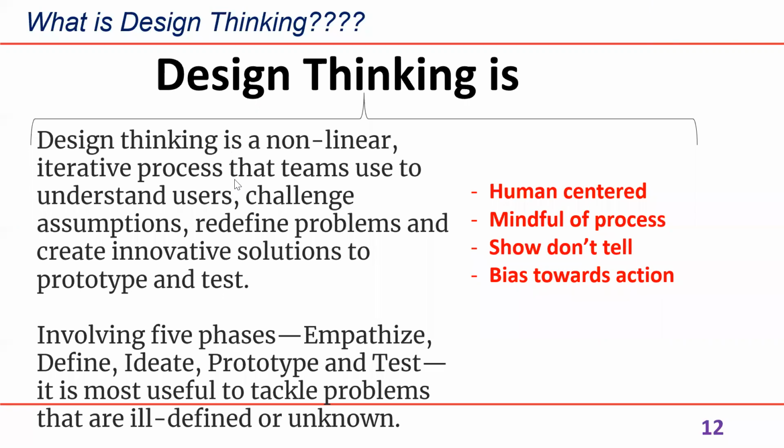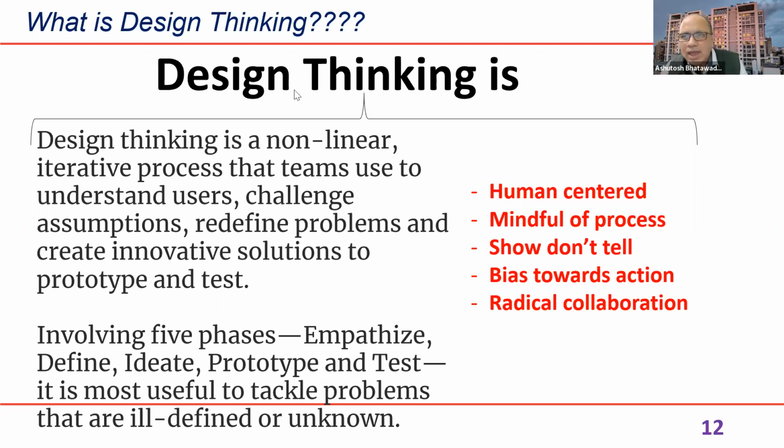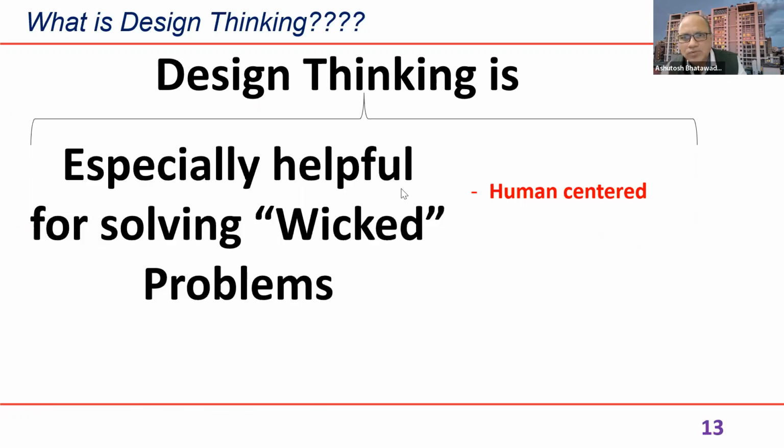It has a 5-phased approach, which is heavily biased towards action. One of the important things in design thinking is the bias towards action. Whatever we do has to result in a prototype or an action. And it involves a lot of collaboration, radical collaboration between various stakeholders. That's predominantly the design thinking approach.